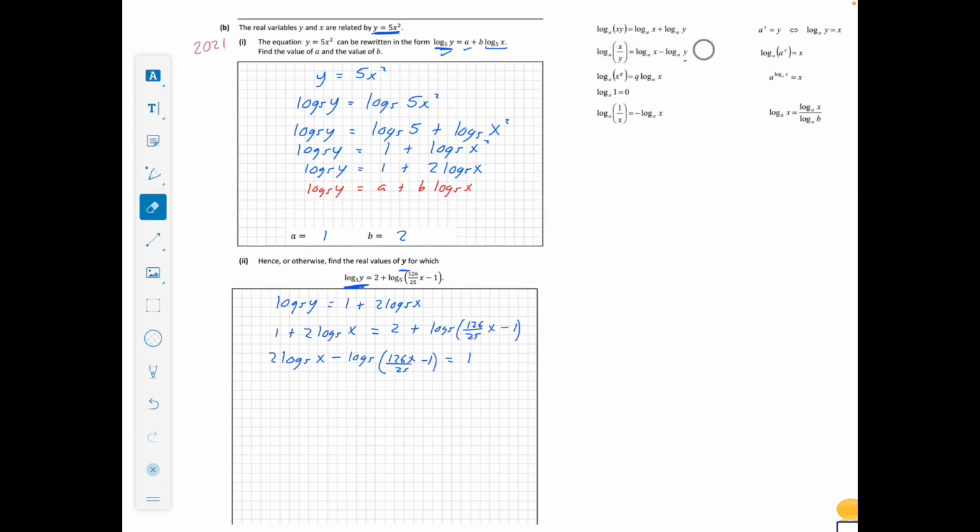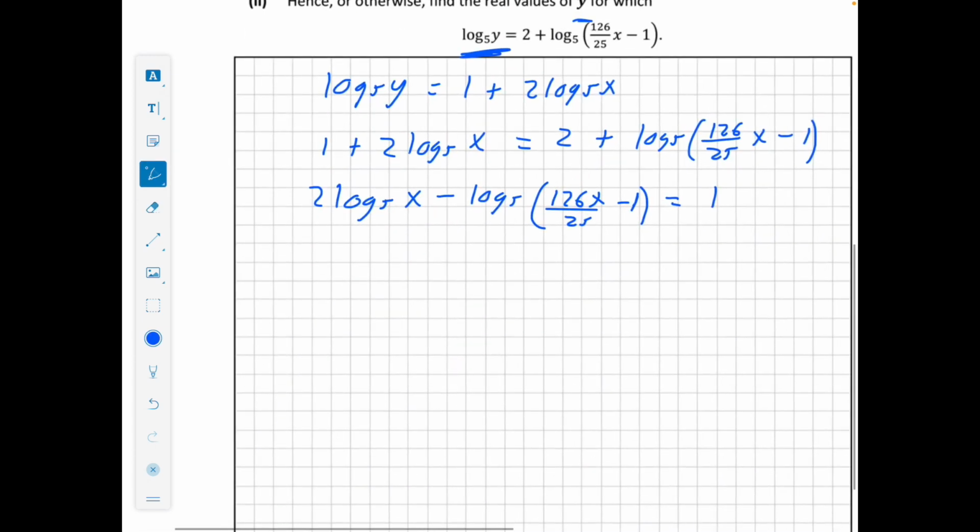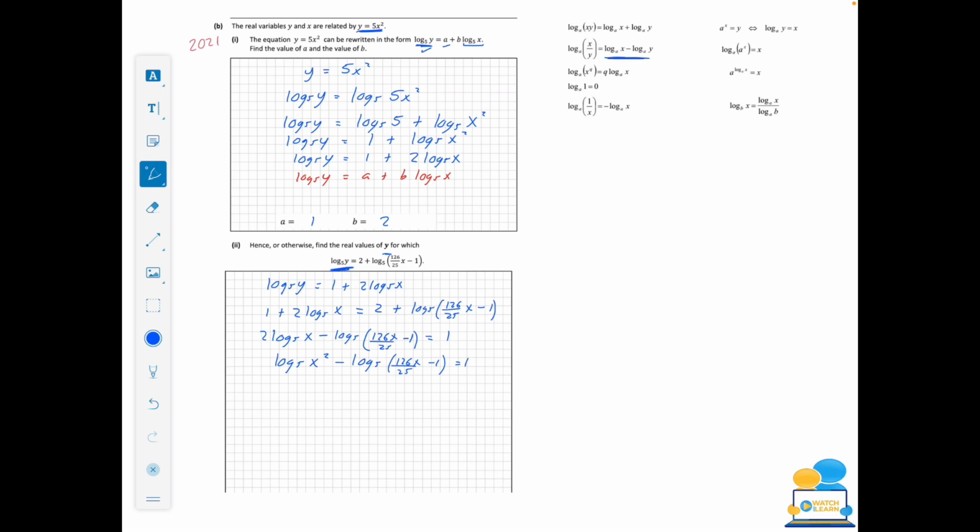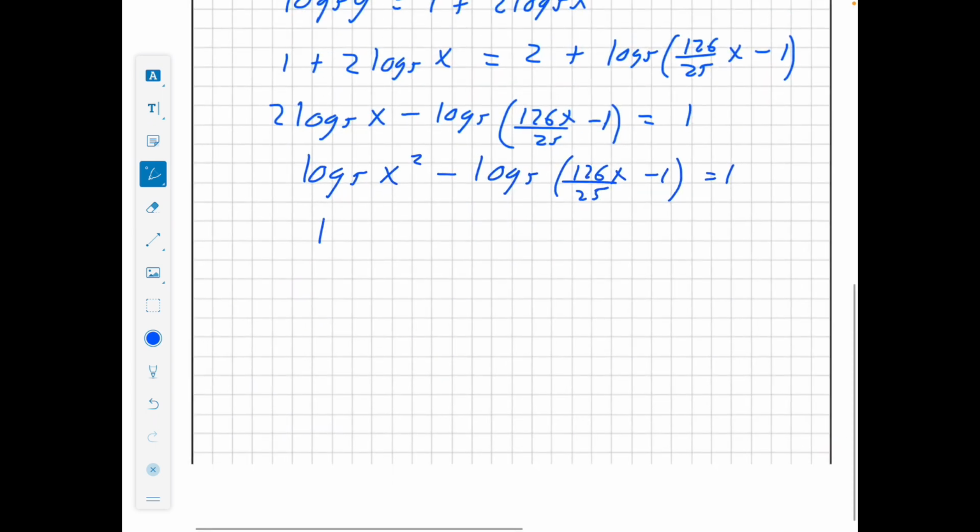Okay, now I'm subtracting. I'm pretty sure at some stage I'm going to have to use this rule. But I need to see, can I use it directly? No, because of this 2 in front here. So I need to use this rule here to get rid of the 2 from in front. I'm going to make it a power. So it's log to base 5 of x squared minus log to base 5 of 126 over 25x minus 1 is equal to 1. Now this matches up exactly with this, so I can divide. So it'll be log to base 5 of x squared divided by 126 over 25x minus 1.